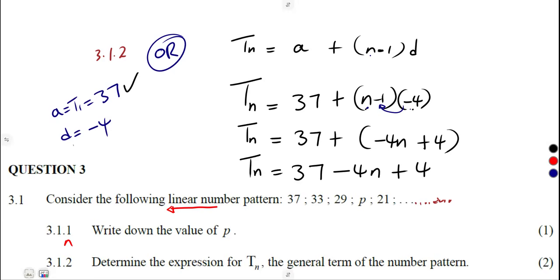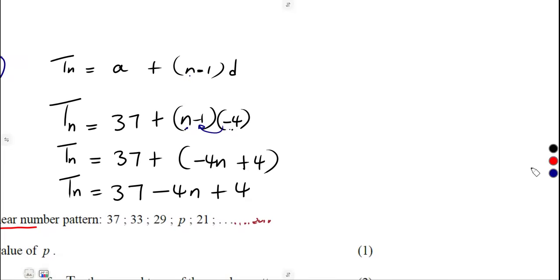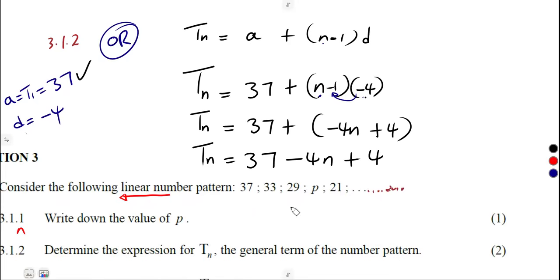Then we can collect our like terms from there, as we can see that we have got, let me just even write it here, as we can see that there is 37 and 4. So you can say Tn is equal to this negative 4n.